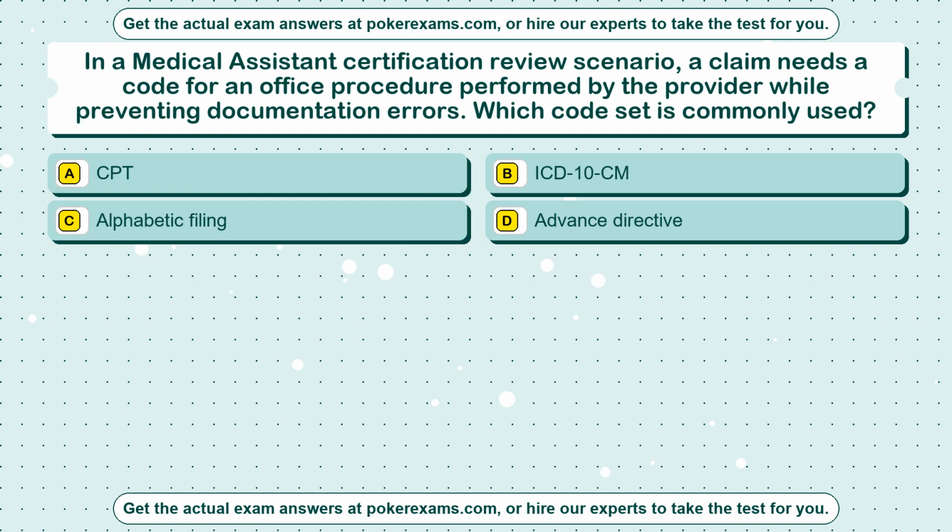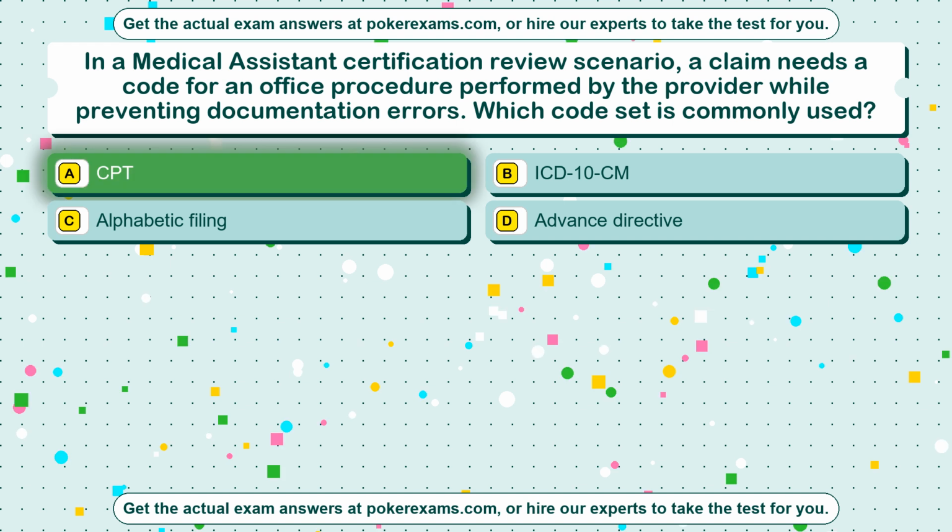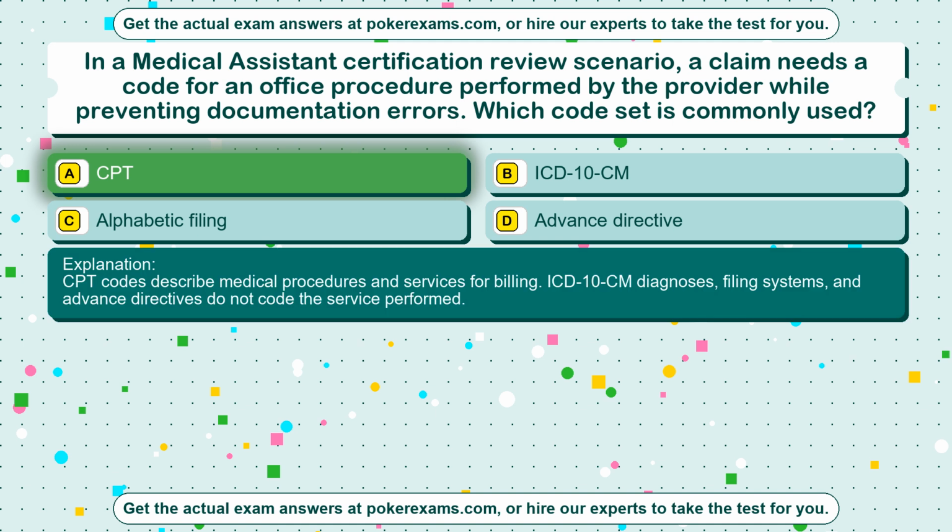Question 68. In a medical assistant certification review scenario, a claim needs a code for an office procedure performed by the provider while preventing documentation errors. Which code set is commonly used? Option A, CPT. Option B, ICD-10-CM. Option C, alphabetic filing. Option D, advanced directive. The correct answer is option A, CPT. CPT codes describe medical procedures and services for billing. ICD-10-CM diagnoses, filing systems, and advanced directives do not code the service performed.